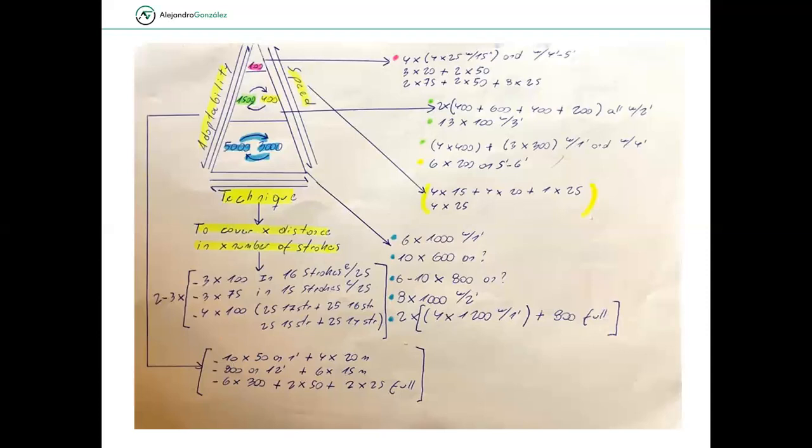10 per 50 meters, sorry, on 1 minute, plus 4 per 20 meters full with free rest. 800 meters on 12 minutes, plus 6 per 15 meters with free rest. And the last part of the series, 6 per 300 meters plus 2 per 50 meters plus 2 per 25 meters full or all out.